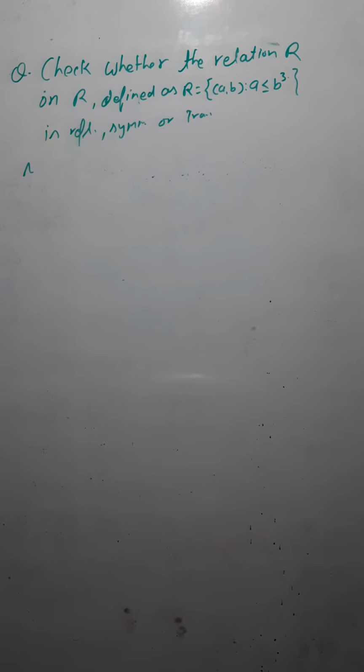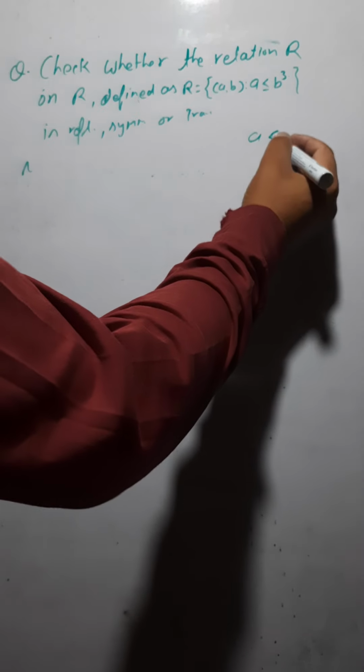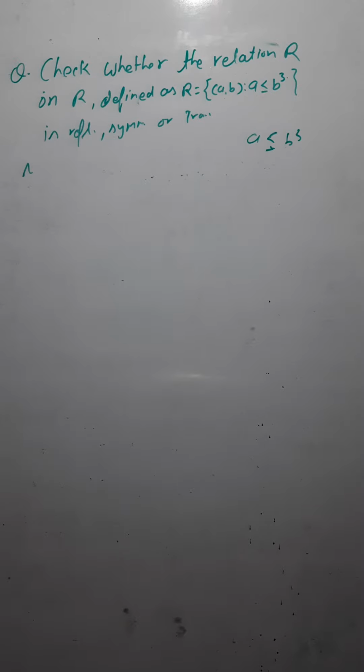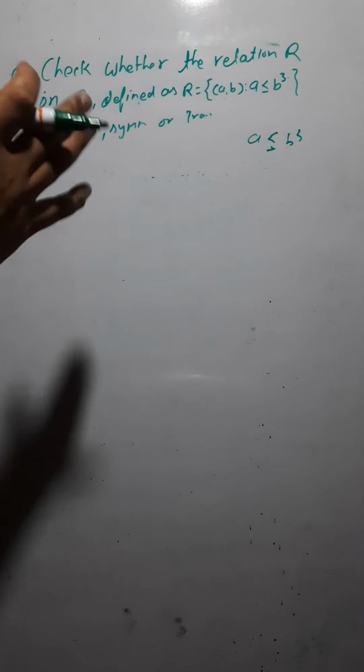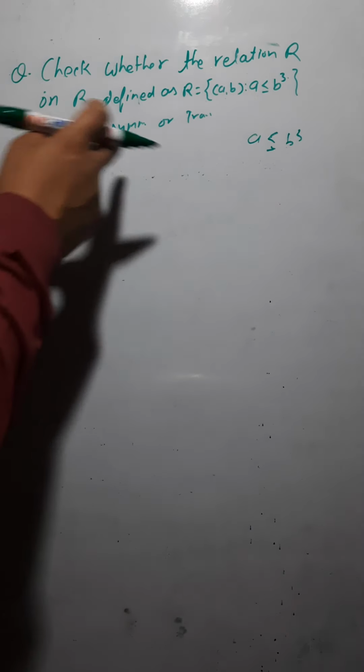Now, if you see, the condition has been given here. The condition is a should be less than or equal to b cubed. Okay, so this is the condition. If the ordered pairs follow this condition, only those are there in the relation, and then we would check whether the given relation is reflexive, symmetric or transitive.